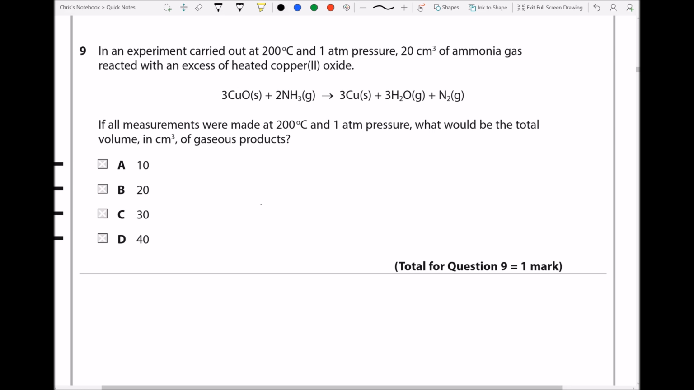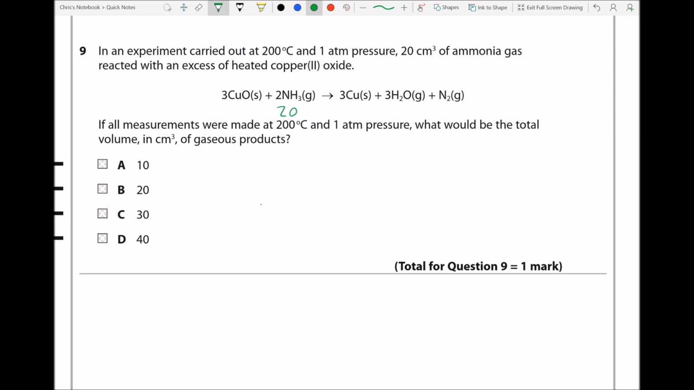Number 9. In an experiment carried out at 200 degrees Celsius and 1 atmosphere of pressure, 20 centimeters cubed of ammonia gas reacted with an excess of heated copper 2 oxide. And we've got the equation there. If all the measurements were made at 200 degrees Celsius and 1 atmosphere of pressure, what would be the total volume in centimeters cubed of gaseous products? Right, now what we're going to do is section this bit off. So we've got 20 centimeters cubed there.